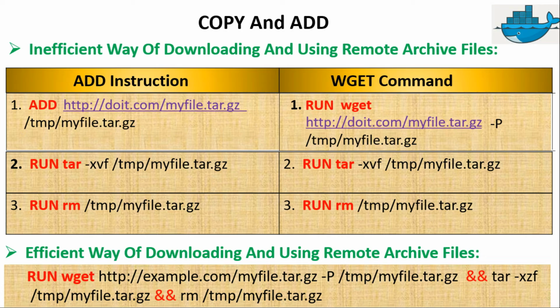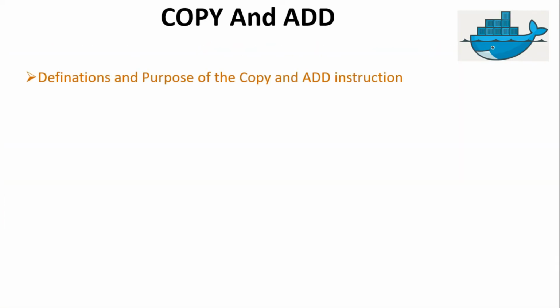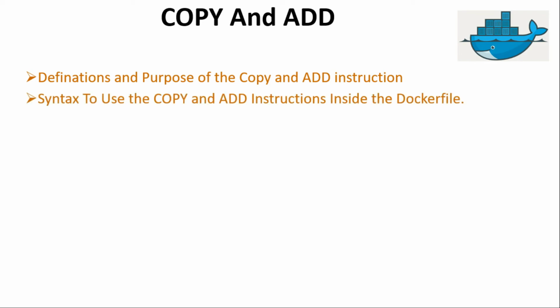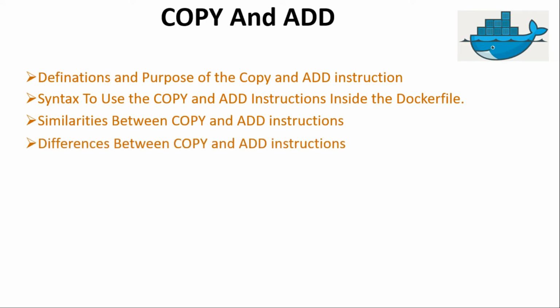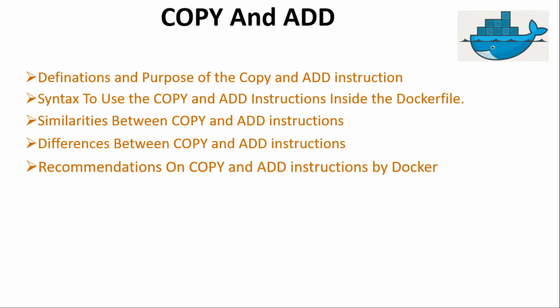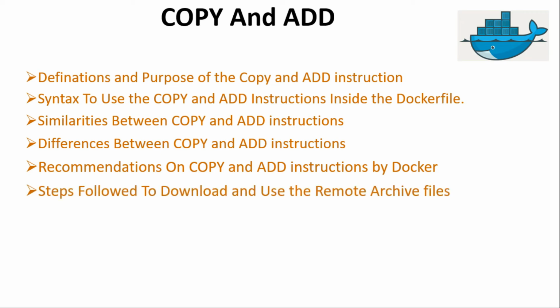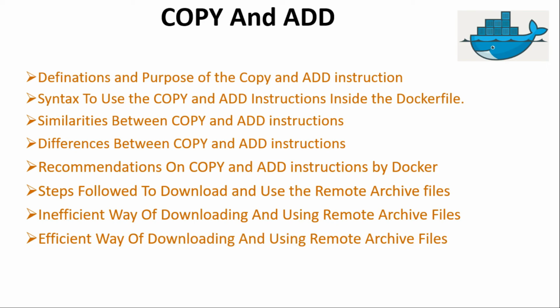So friends, with this, here in this session we have seen the definitions and the purpose of the COPY and ADD instructions, the syntax to use the COPY and ADD instructions inside the Dockerfile, the similarities and differences between them, and then we also discussed the recommendations given by Docker on when to use the COPY instruction and when to use the ADD instruction. And then we saw the steps required to download and use any remote archive file. And then at last we saw how we can use the RUN instruction to efficiently download remote archive files.